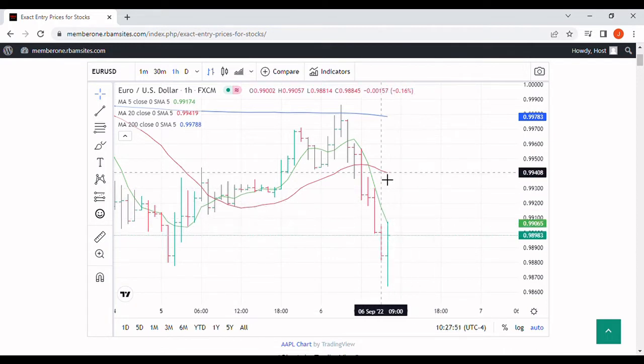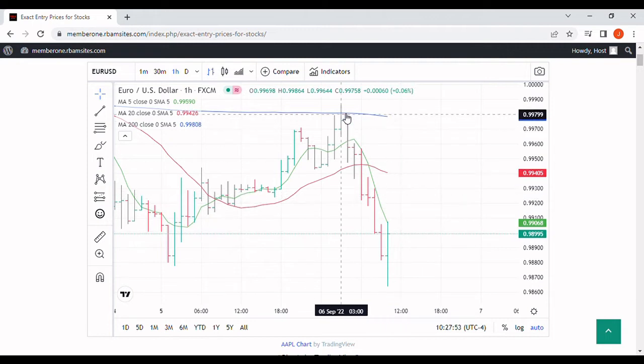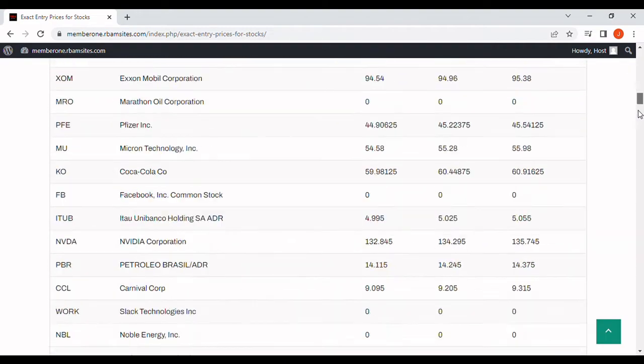We're below the 5-day, below the 20, below the 200. So we're definitely in a bear market chart as well on this daily chart. Let's go down and see what RBAM Research has to say about it.